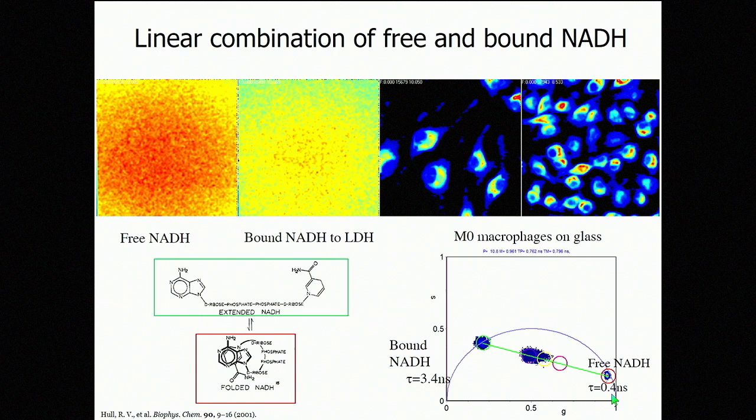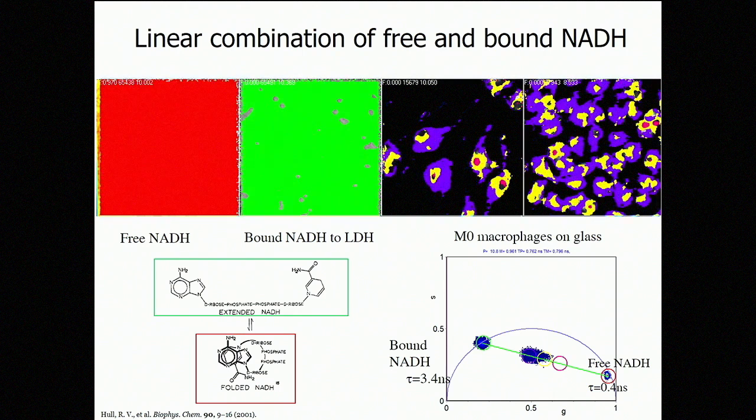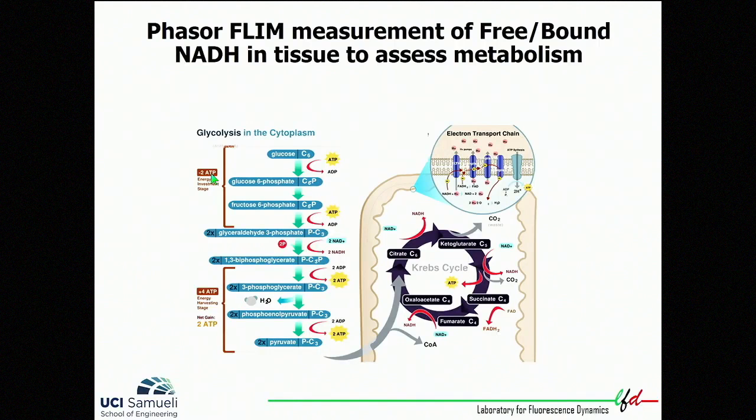As you can see here, the lifetime is about 0.4 nanoseconds. And if you add LDH, or a binding protein, this conformation opens up and the lifetime becomes longer. And here you could see the lifetime extends to 3.4 nanoseconds. And the rule of this polar coordinate system is just the sum of vectors. And so if you draw a line between these two possible combinations that could be in your cells, you'll be calculating the fraction of free or bound NADH inside cells. So here I'm just using a pseudo-color to isolate spatially the signature of each one of these components.